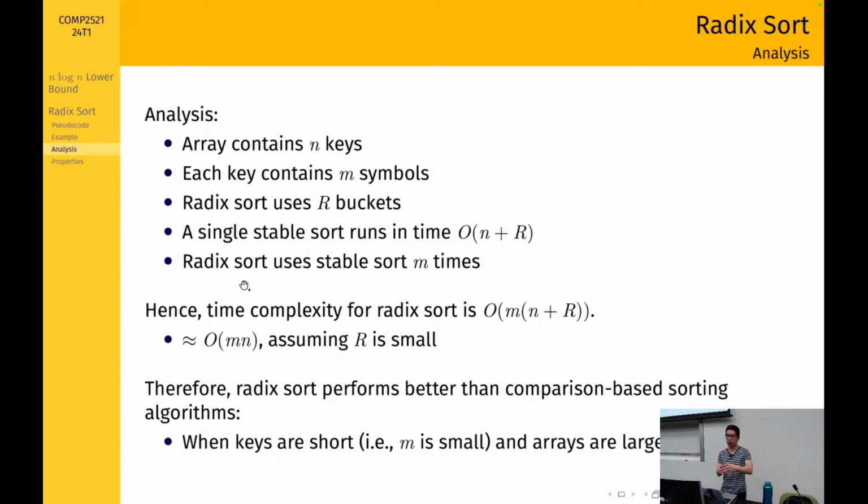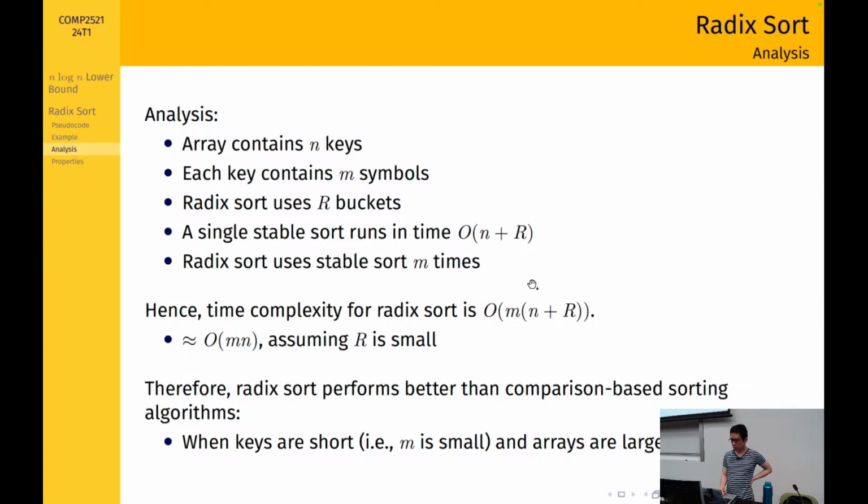Right, and the radix sort algorithm performs a stable sort m times, right? One for each character in each key. Right, so that means the time complexity for radix sort is this. So big O of m times (n plus r).